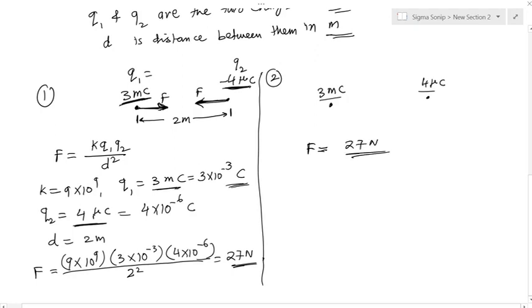But the difference this time is that both of these are positive charges, which means that they will repel each other, which means that Q1 will push the Q2 away. So the 27 Newton will be experienced by Q2 in this direction, and likewise Q1 will be pushed away by Q2, which means that Q1 will experience a force of 27 Newton towards the left.